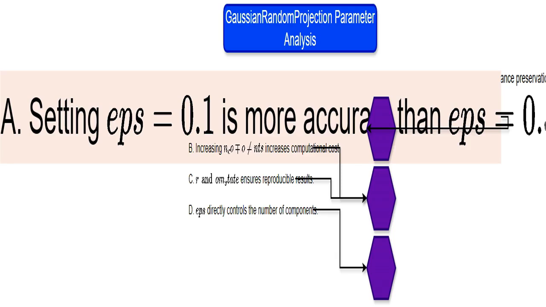Increasing "n_components" means we're keeping more features. This directly increases the number of calculations needed, slowing down the process, just like carrying more luggage makes traveling slower.